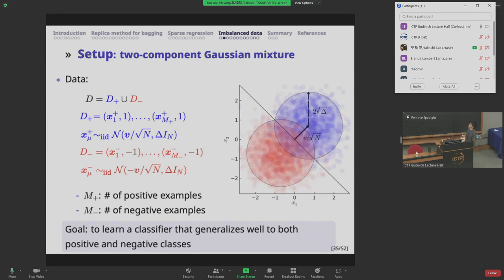This is the setup for the classification problem. There are two components of the Gaussian mixture distribution. The first one is for the positive examples, the blue one, and the other one, the red colored one, is for negative samples. The goal is to learn a classifier that can generalize well to both positive and negative samples. We want a high accuracy rate for inputs from either class.